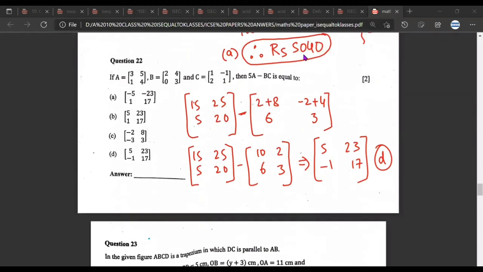Question 22. This is an easy question. Just requires some time. So 5 times A. Basically, you have to multiply each term with 5. So this is my 5 times A. This is what I have done. Minus BC. Now you have to multiply B and C. I hope you know how to multiply B and C. Then you subtract them. Final answer will be D.